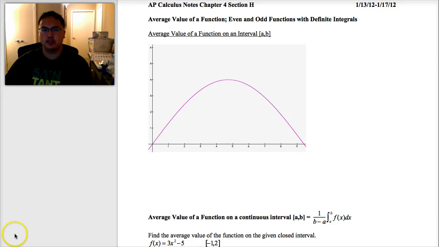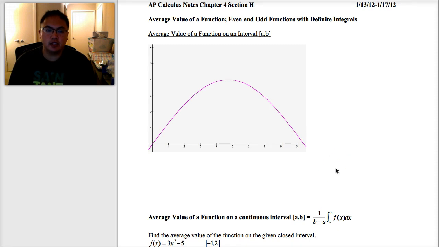Hello, this video is about finding an average value of a function using integration. In this video we won't do even and odd functions, but we're going to try to find the average value of a function. So here, for example, is a graph of a function going over some interval from a to b. In this case, it looks like it's from 0 to about 9.5.